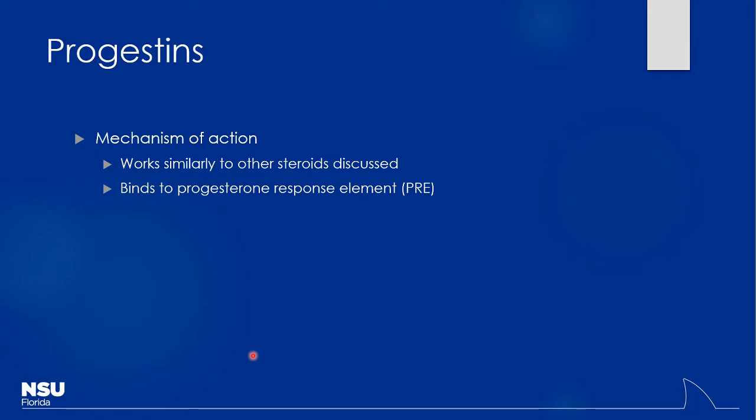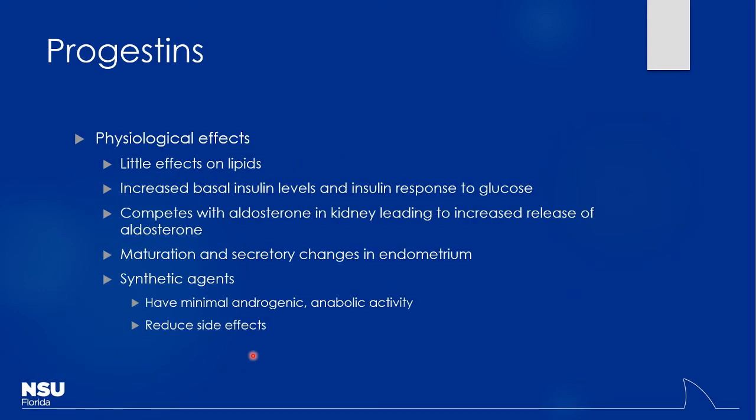And so their mechanism is going to work similar to how our androgens and our estrogens work. Down in the nucleus, they find their particular progesterone receptors and they cause changes in transcription, either starting it, stopping it, whatever the changes are going to be, but that's going to be dependent on the tissue there, right? So what sort of effects can we expect to see as a result of progestins being released? We can see things like increased basal insulin levels and maybe insulin response to glucose. That can be sometimes beneficial.